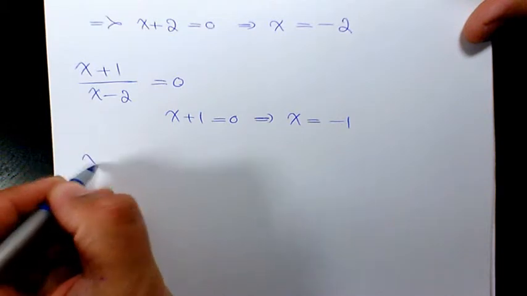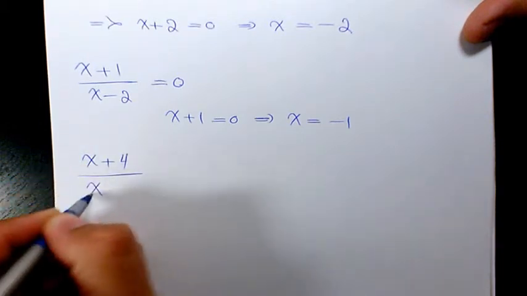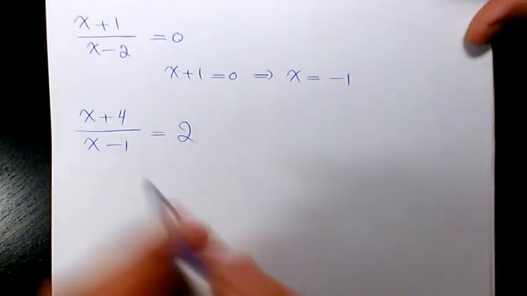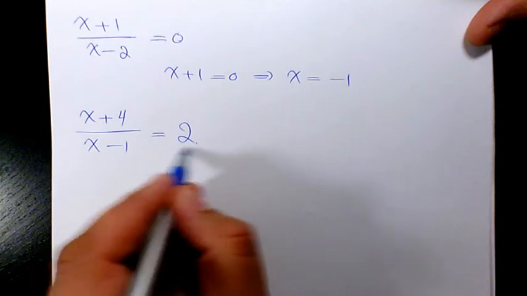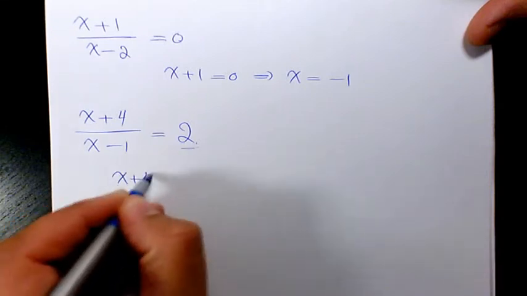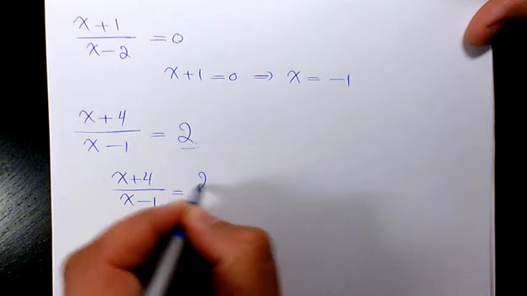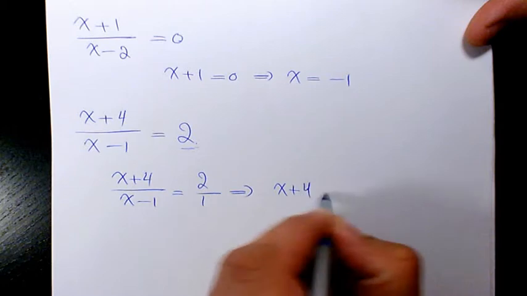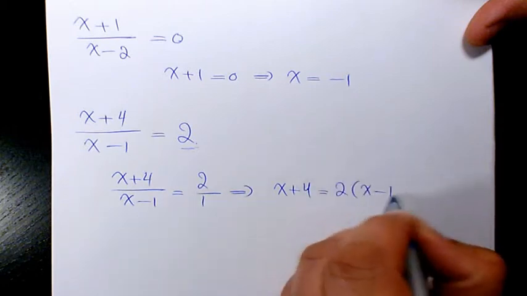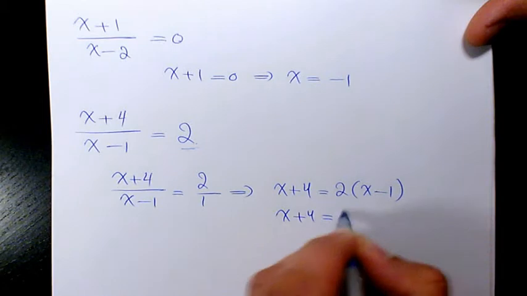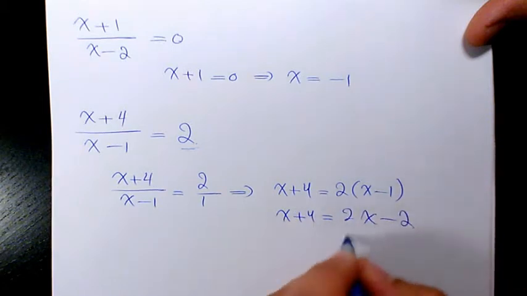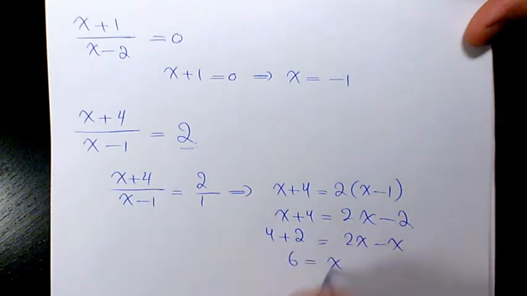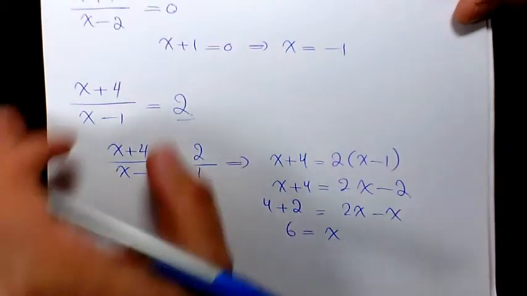If you have x plus 4 over x minus 1 equals 2, for example, how do you solve it? In this example, I'm going to do cross multiplication. I'm going to make it like that, 2 over 1. Cross multiplying: 1 times x plus 4, 2 times x minus 1. So you have x plus 4, 2x minus 2. So you have 2x minus x, 4 plus 2, 6, x equals 6. This is the answer.